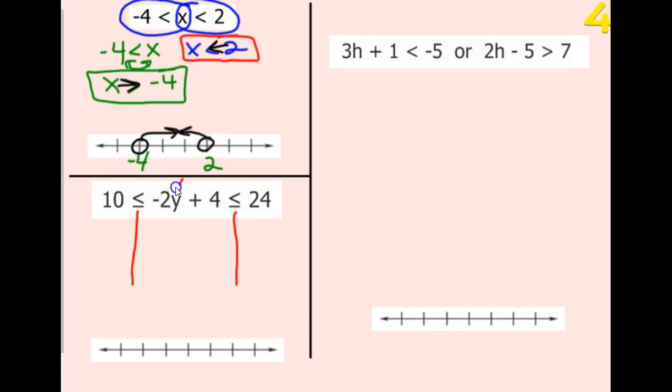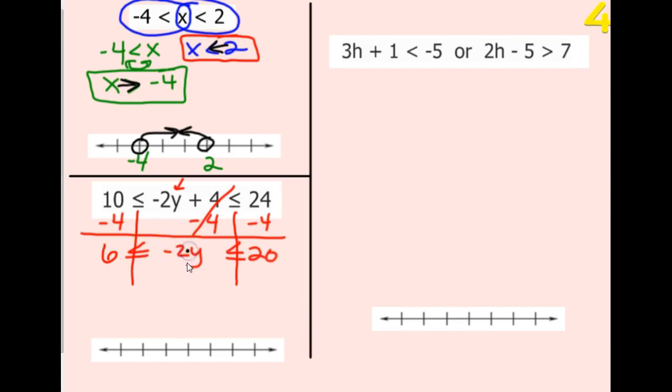I'm going to go straight down on this one now. Here we want to get y all by itself. So we need to get rid of this plus 4. We want to get y by itself in the middle here. So I'm going to get rid of this plus 4 and subtract 4. Whatever you do to the middle, you have to do to all three sides. So I have negative 2y. And then 10 minus 4 should give me 6. 24 minus 4 is just 20.